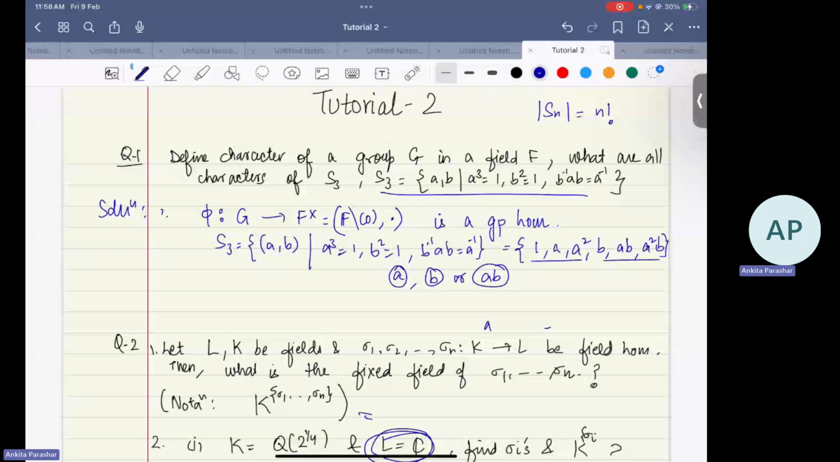Let me write this up in short now. So we got A1 and A3 to be 0. If I write my alpha as A0 plus A1 times 2 to 1 by 4, plus A2 times 2 to 1 by 2, plus A3 times 2 to 3 by 4, then with A1 and A3 gone, my alpha just remains like this. I will write it like this.